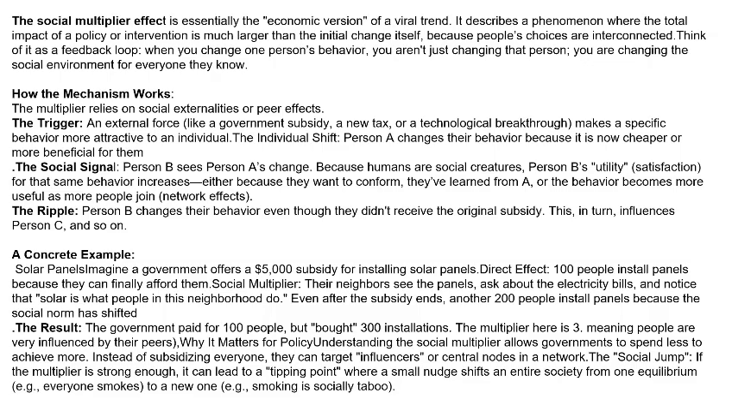The social signal. Person B sees Person A's change because humans are social creatures. Person B's utility, or satisfaction, for that same behavior increases, either because they want to conform, because they have learned from A, or because the behavior becomes more useful as more people join, through network effects.